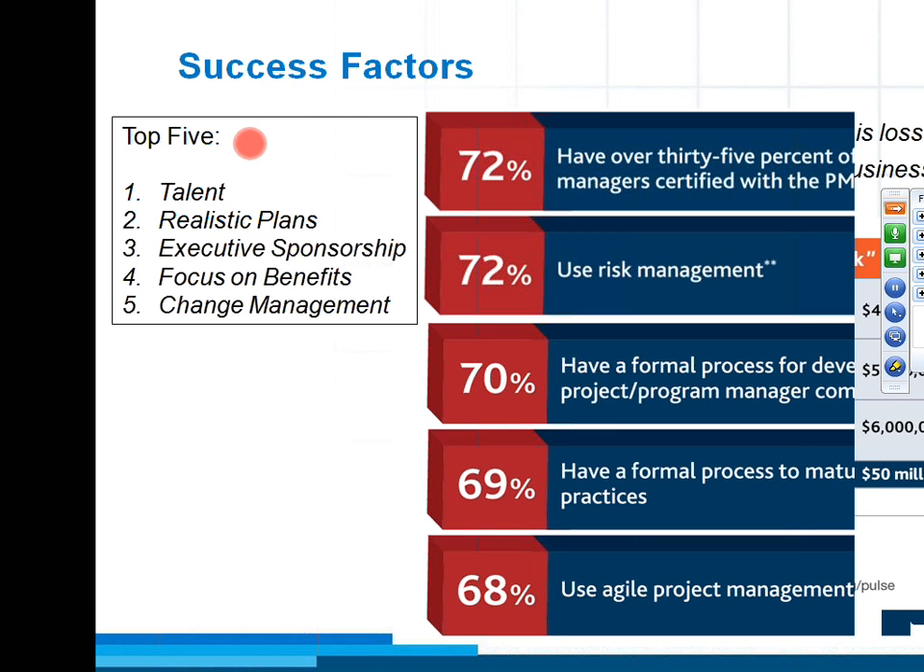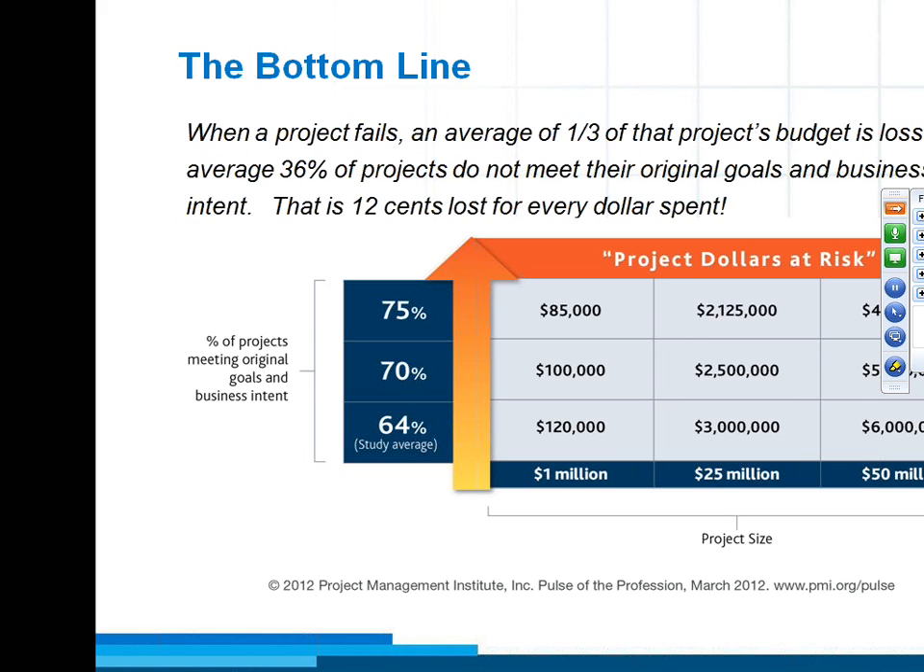Let me move on. The bottom line means how you spend money and what kind of value you get out of projects. When projects fail, it was found that an average of 1/3 of that project's budget was lost. It was not recoverable. Which means that if you spend $1 million on a project, you are going to see 1/3 of the project budget lost when the project fails.